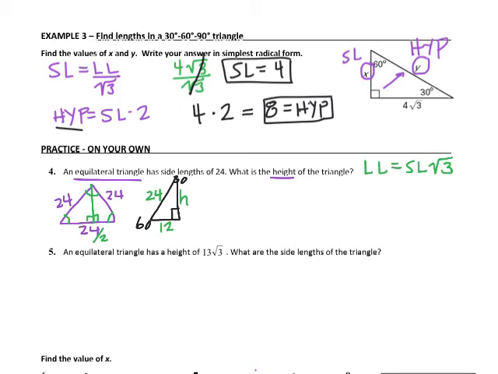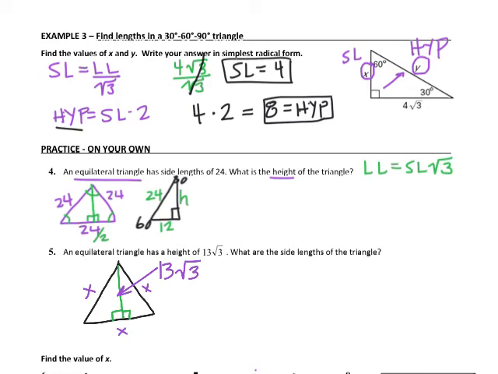And for number 5, the equilateral triangle has a height of 13 root 3. What are the side lengths of the triangle? So let's go ahead and draw this out. We have an equilateral triangle. We have the height, which I'm going to draw in green. And that height, of course, is 13 root 3, which is what they gave us. And they're asking for the side lengths of the triangle. So we need to know, what is this side length? What is this side length? What is this side length?